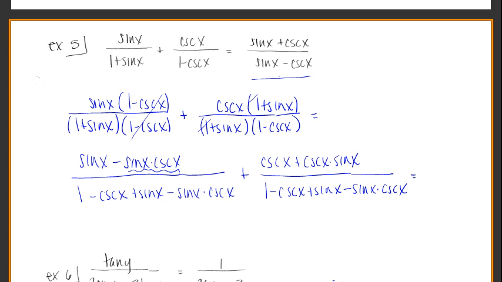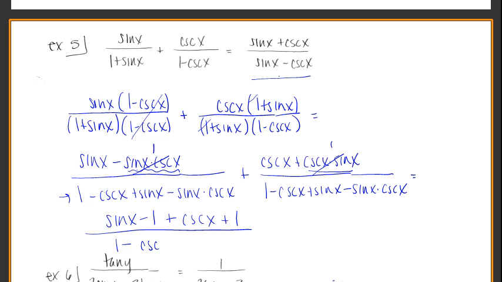Well, what do we know about sine x and cosecant x? It's sine times 1 over sine, so that just leaves me a 1. 1 over sine times sine cancels off, that leaves me a 1. So going across the top here, I have sine x minus 1 plus cosecant x plus 1. And then since these denominators are both the same, all I have to do is write it once. So 1 minus cosecant x plus sine x, and then sine x times cosecant x is a minus 1.